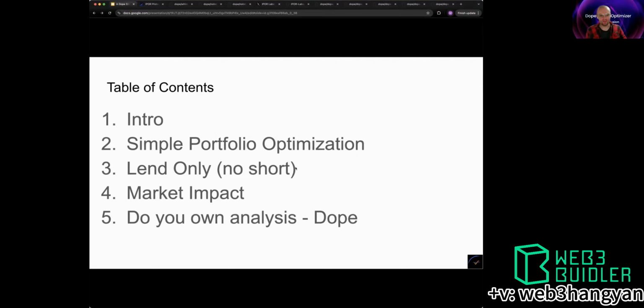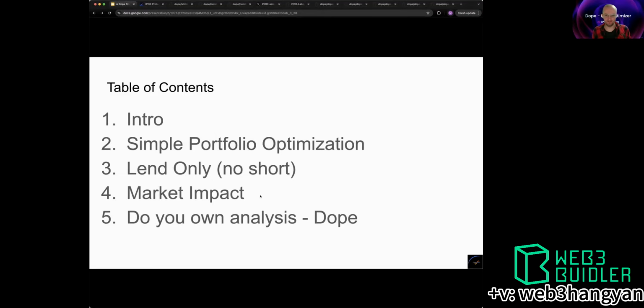Then we're going to build a more realistic portfolio with no shorting, but basically a portfolio where we can only lend. Otherwise, we have to add the borrowing costs, and there would be a different set of modeling. Anyway, it would be way too complicated for this conversation. Then there is market impact, which is super important in DeFi because of liquidity and everything. So we had to deal with that.